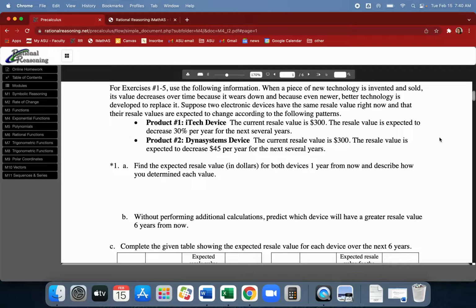And then part B to this question, just to think about it. 6 years from now, I'm not necessarily calculating out all the values, but 6 years from now, think about, well, which one would be worth more?